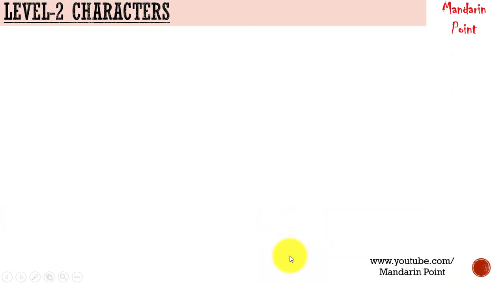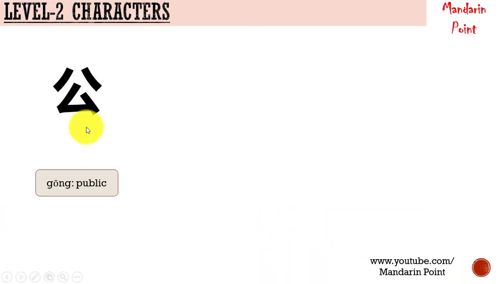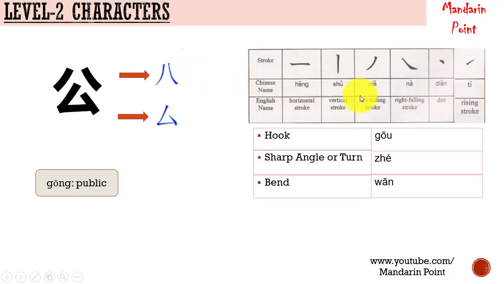Let's move towards another one. Gong, meaning public. Just look at this character. You will find that it is Pa, and this one is another character we don't know at the moment. Doesn't matter whether you know it or not, but you should identify that it is another character. So let's decompose. This one is Pa and this one is another character. Both of these characters cannot be split further because these are directly derived from basic strokes. For example, this is Pie Na Pie Zhe.